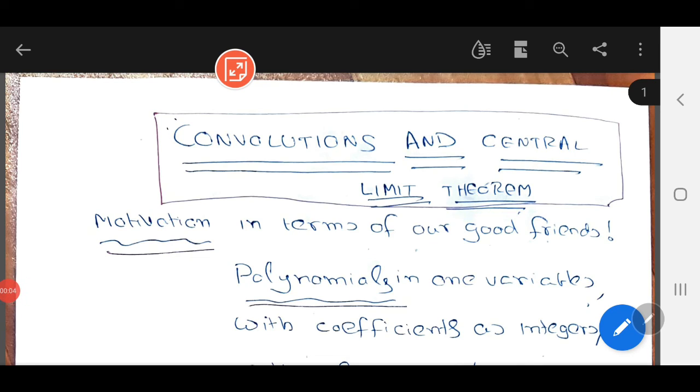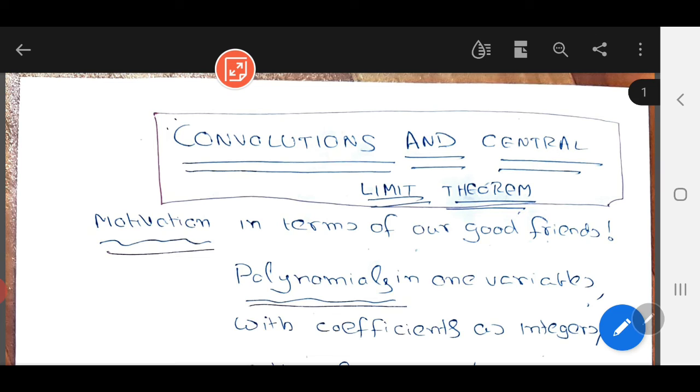Good morning. The topic for discussion is convolutions and central limit theorem. We talked about convolution when we were discussing the transforms, that is Fourier transform, Laplace transform and Z transform. And those who are teaching probability and statistics will also see the idea of convolution there. Convolution has a wide range of applications, particularly in reaching the central limit theorem.